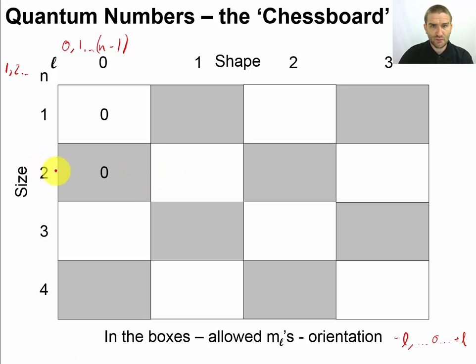If n equals 2 and L equals 1, I plug that in here and I'll have negative 1, 0, and positive 1, which you see popping up right there. So we're going to have 3 different orientations for these shapes. Now we're starting to have some patterns.